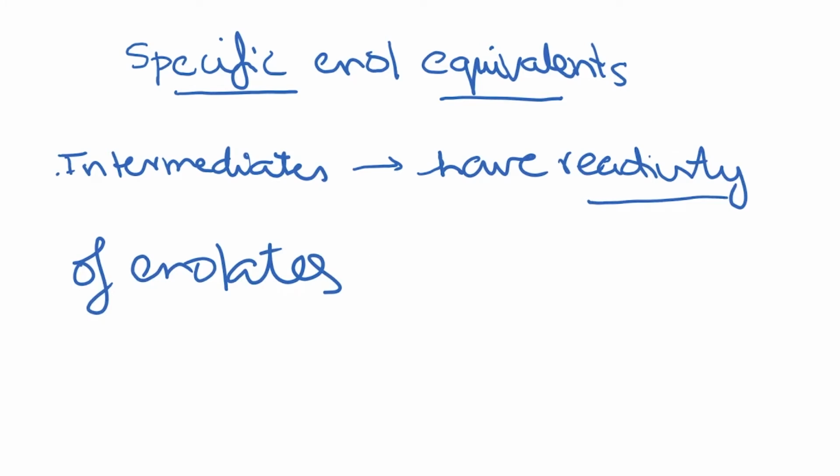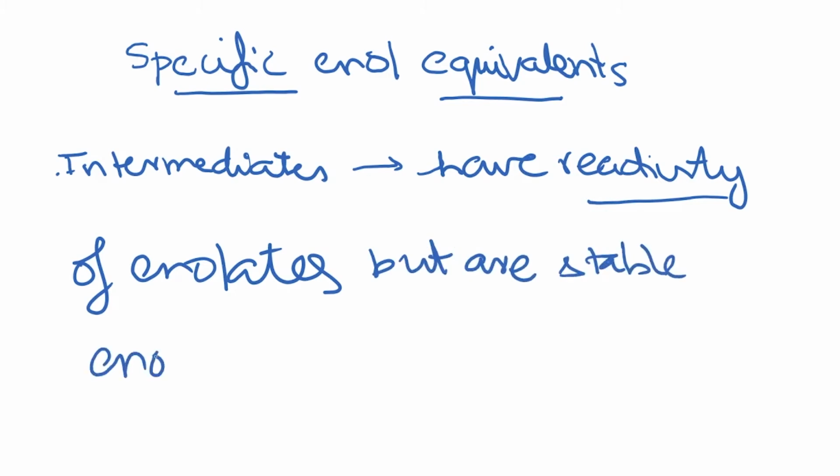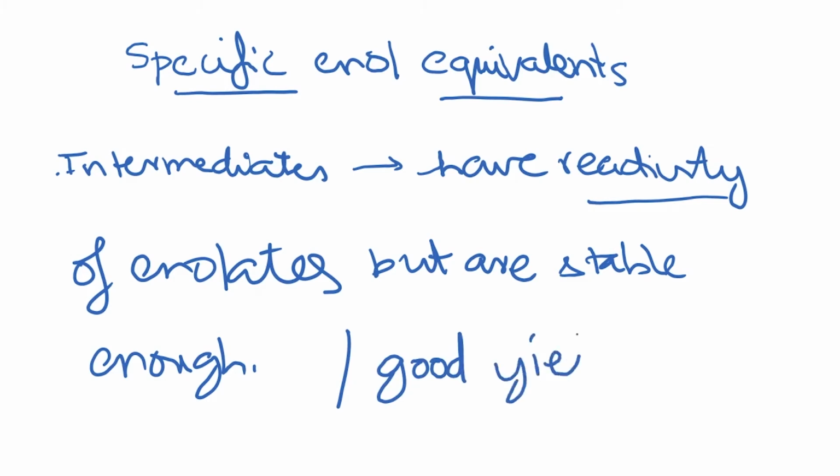So unlike a traditional enolate, which is quite unstable, these enol equivalents can even be stored if needed. And also the critical part is that they have to produce the product in good yield. So these are some criteria that we look at for specific enol equivalents. It will become clear as we go forward what these are. So the first example of a specific enol equivalent is a lithium enolate.